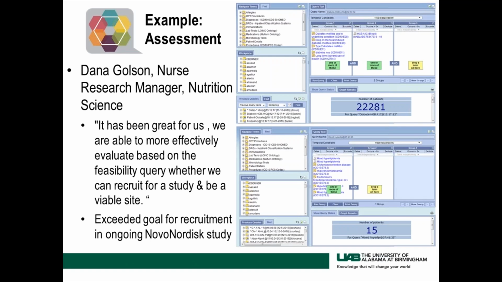So I have a few examples that I'll go through very quickly so that Dr. Staff has sufficient time. These are a few examples, and I gotta love quotes where it says, "This has been great for us." Dana Golson in nutrition finds i2b2 thus far very valuable in feasibility assessment and targeting the right studies, and has exceeded recruitment for a reasonably new study, and is very, very, very happy about that. We have plenty of examples at UAB of not being able to sufficiently recruit for studies.